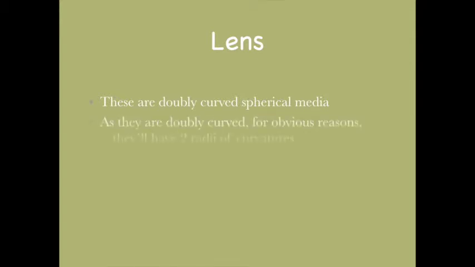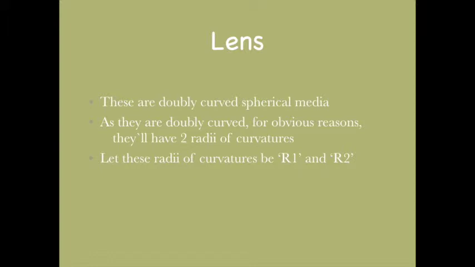So let's start with lens. Lenses are a bit different from mirrors. These are actually doubly curved spherical media. Since they are doubly curved, they have two radii of curvature. Let these radii of curvature be R1 and R2. Given below is an illustration diagram of a lens. Have a look.